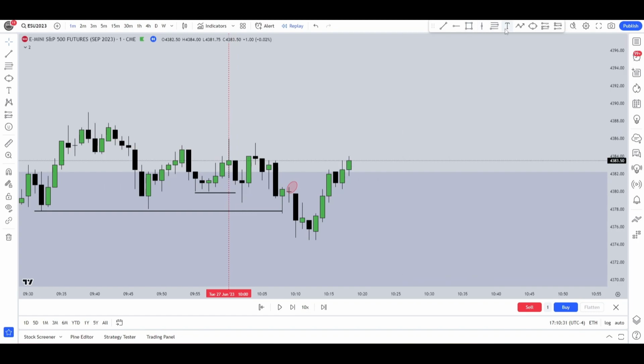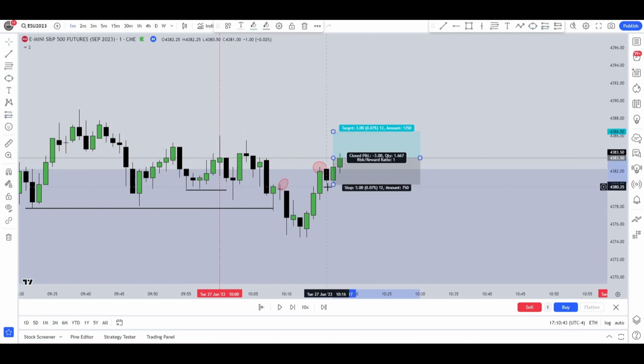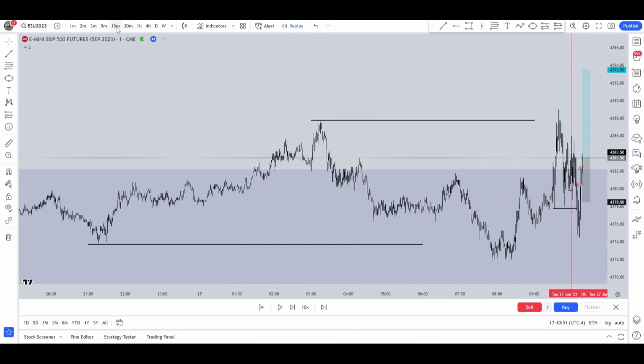Now we can see we took out another swing high right here. So what you can do is enter right here on the top of this and put a 5 pip stop loss and go for maybe a 2R right here. Go out and look for some liquidity.